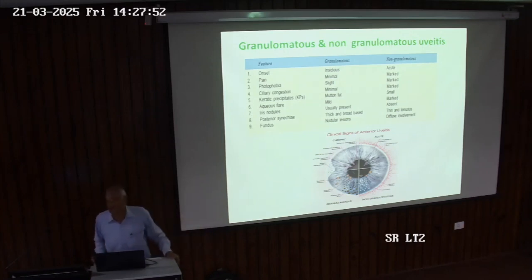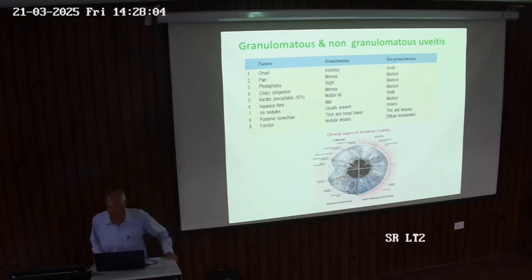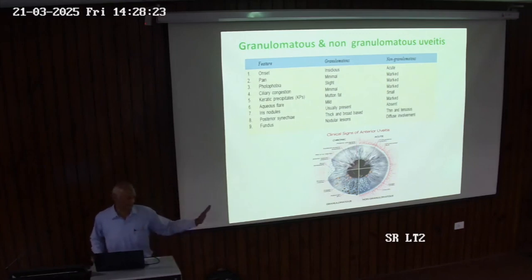These are non-infective in nature. Now, by seeing this it is clear which are the features of the granulomatous and which are the features of non-granulomatous. Suppose there is a case where we are not able to see the tubercles. Other features are there: mutton fat KPs, thick synechiae, insidious onset. We will suspect the granulomatous part.